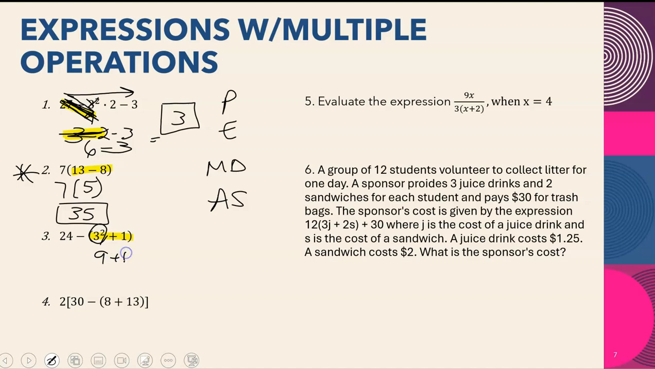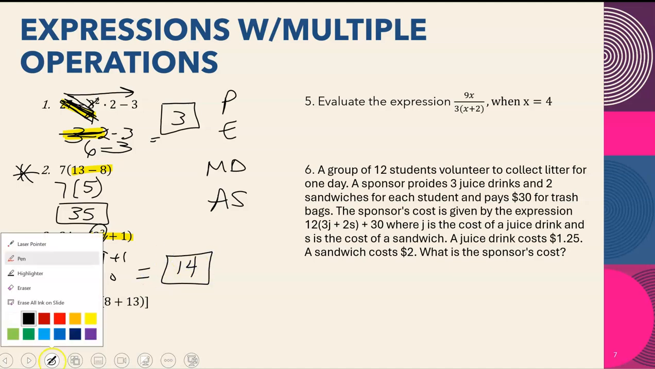9 plus 1, get 10. All right, so 10 takes the place of everything in the parentheses. What's left is the 24 minus, so we have 24 minus 10, we get 14.